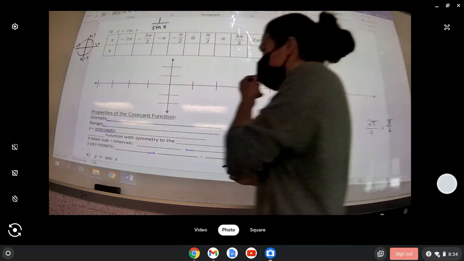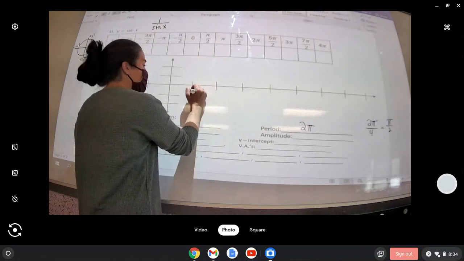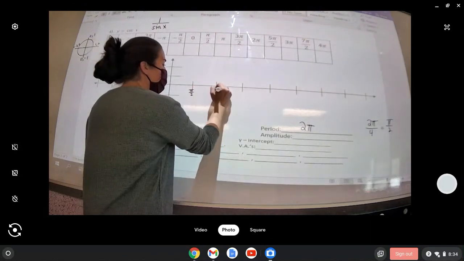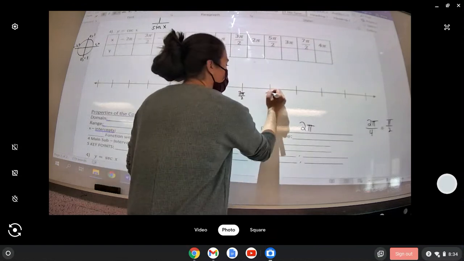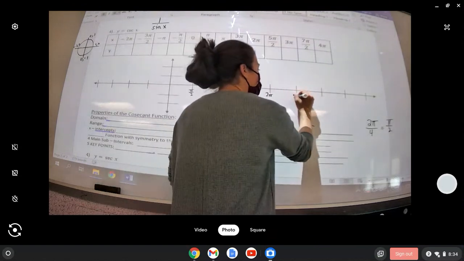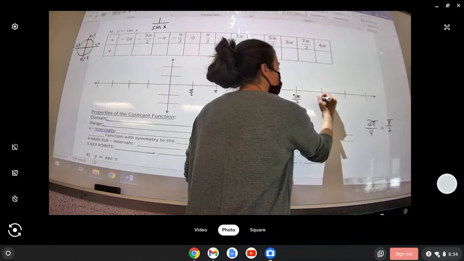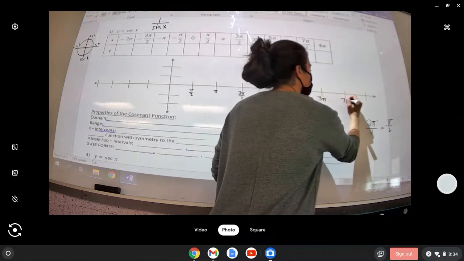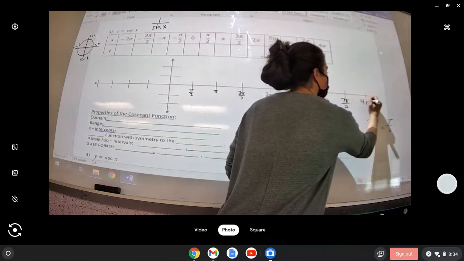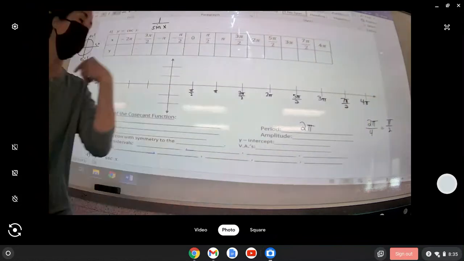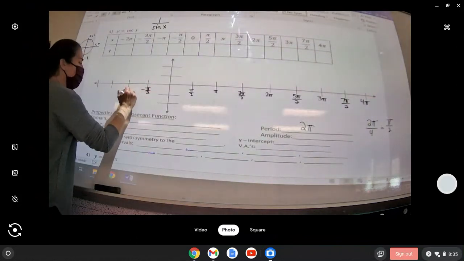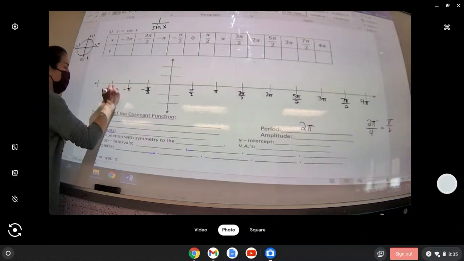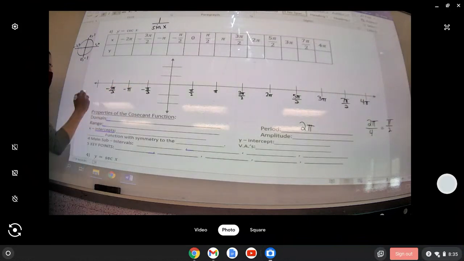So let's mark our axes. Let's count by pi's over 2. 1 pi over 2, 2 pi over 2, 3 pi over 2, 4 pi over 2, 5 pi over 2, 6 pi over 2, 7 pi over 2, and 8 pi over 2. And then I'll go back the other way. Negative 1 pi over 2, negative 2 pi over 2, negative 3 pi over 2, and negative 4 pi over 2.